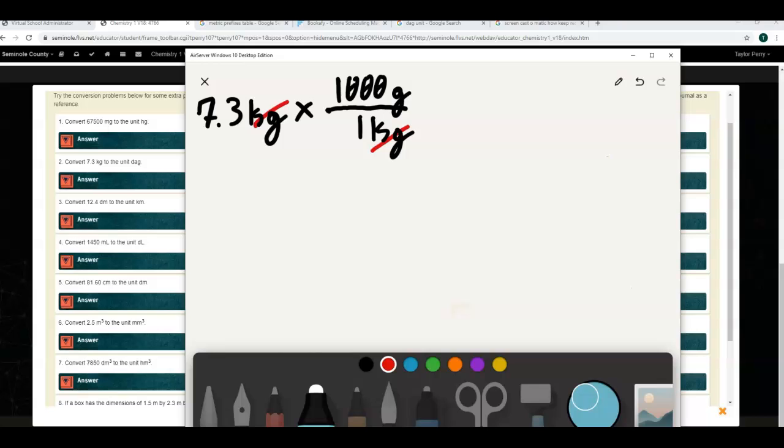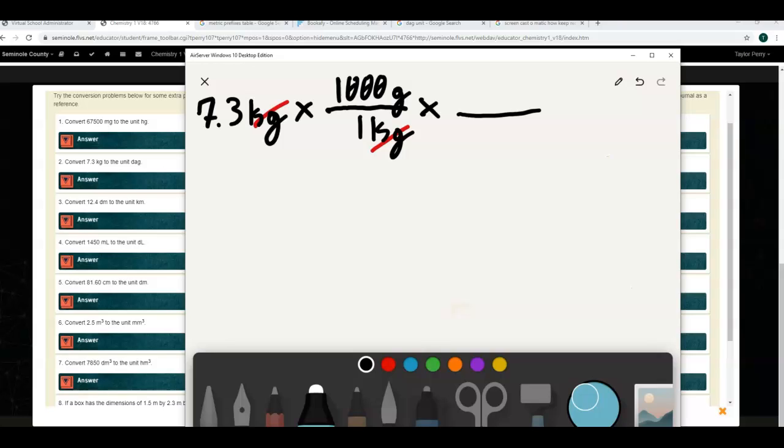I'm not going to do that just yet, though, because here's the thing. We're not done. Remember, this question is asking us to convert 7.3 kilograms into decagrams. So we're not actually done. We have to take this and convert it into decagrams. So I'm going to do one more conversion factor. Okay, one more conversion. All right, and this time I know I'm trying to convert between grams and decagrams.